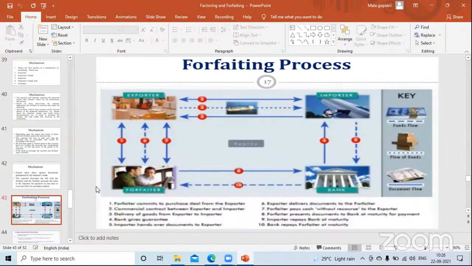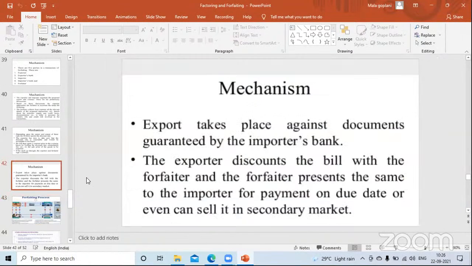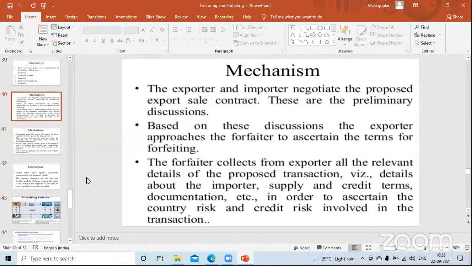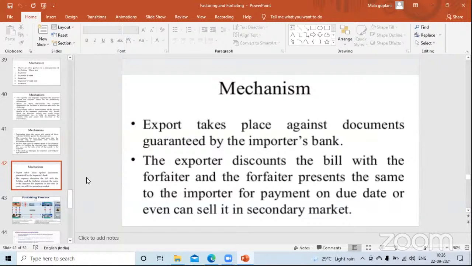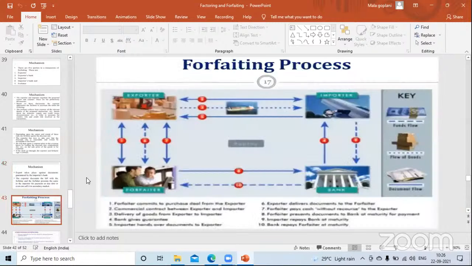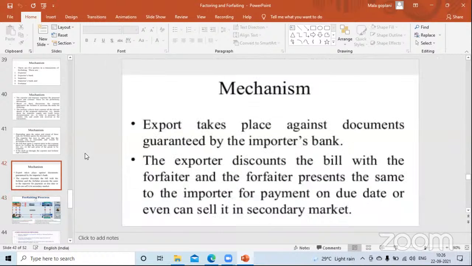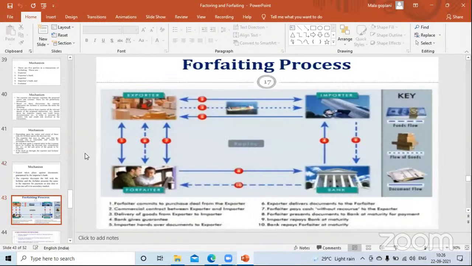This is just a procedure that we have discussed just now. Just now we had discussed this mechanism. Mechanism means process only. So these were given in point format, sentence format, and this is given as per the diagrammatic view. This is just the diagrammatic view of the process, the same one that we have discussed just now. You can see, I will quickly discuss.